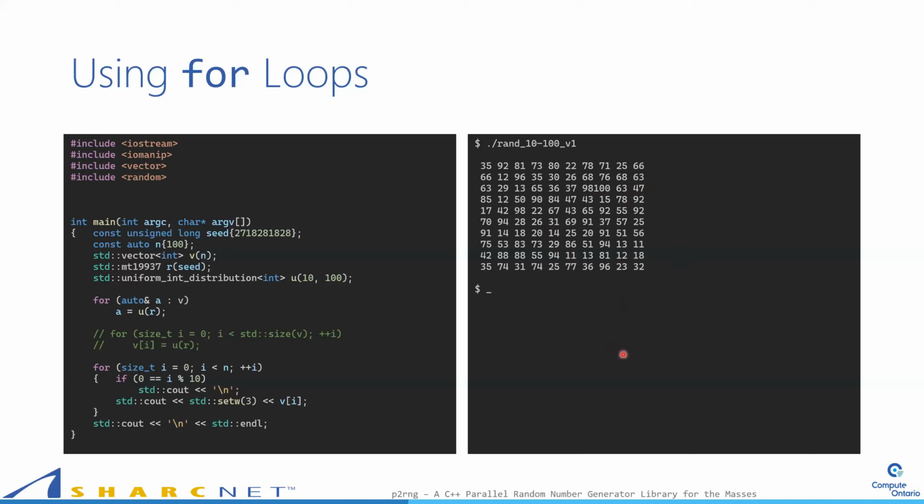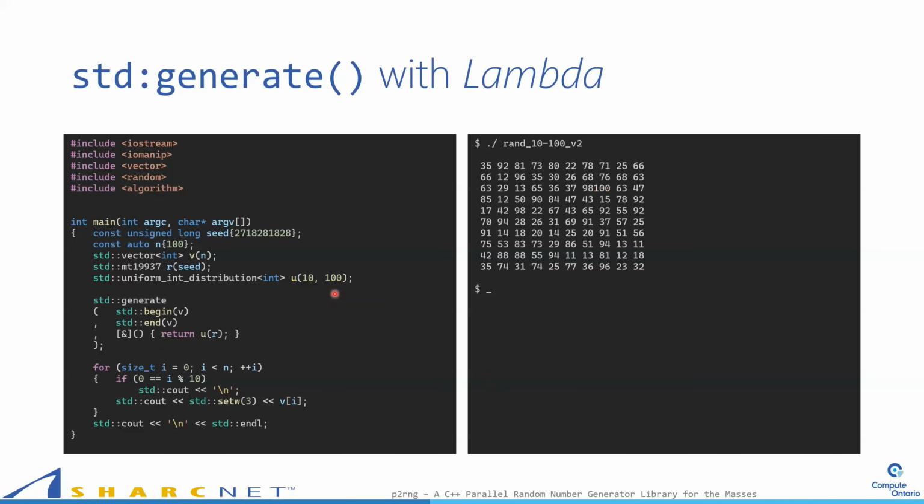Those with eagle eyes may notice something in the output. I intentionally chose the spacing in the output by setting the width to 3 to prove a point. The distributions in the C++ random library accept closed ranges or intervals. It means 10 and 100 are both included.